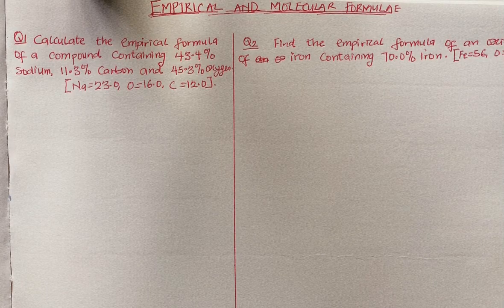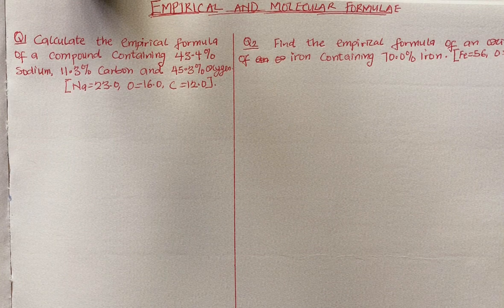In this class, I'll be talking about empirical and molecular formula. But actually, I need to tell you the meaning of empirical formula and also the molecular formula. So in this case, we are talking about empirical formula. Empirical formula is just a kind of formula that indicates the simplest ratio of a particular compound.